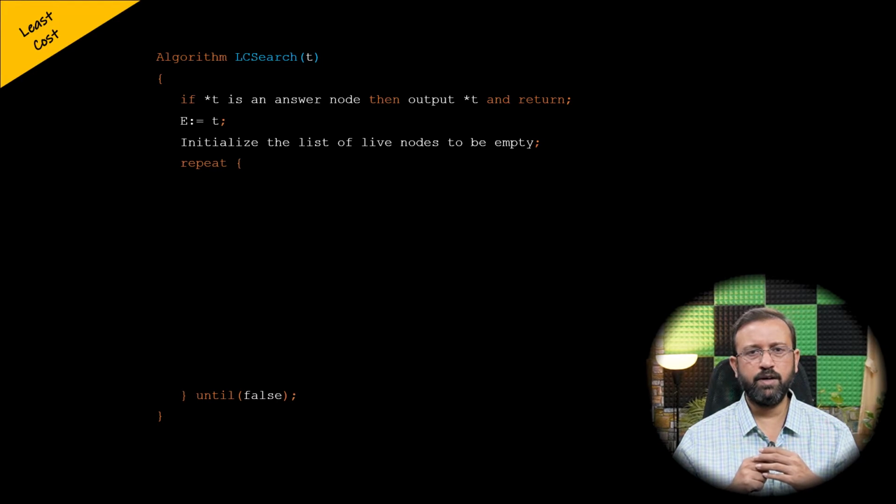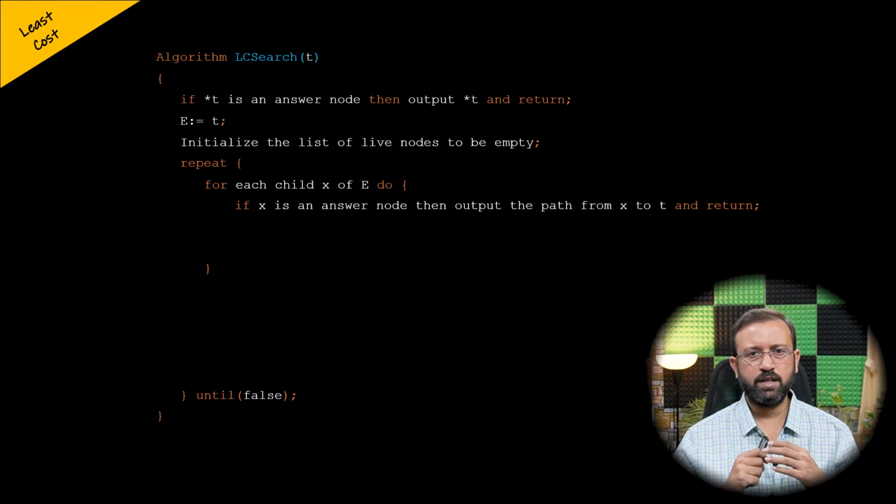Then we will have a repeat until loop, and within the repeat until loop, we will have a for loop for each child x of e node, and within this for loop, we will check if the child x is an answer node. If this is true, then we will output the path from answer node x to the root t of the state space tree and return.